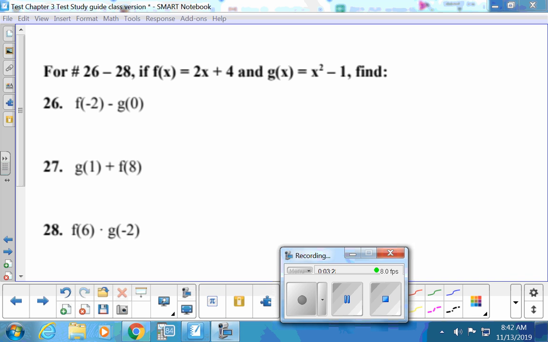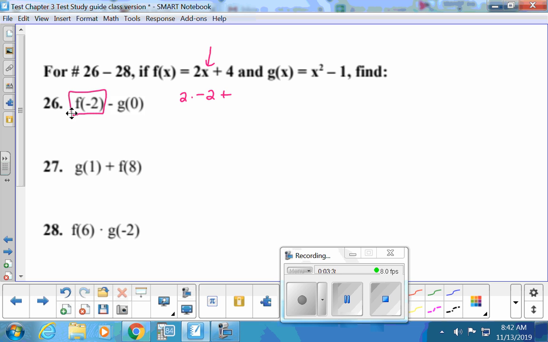All right, so this is function notation stuff. It's all going to be multi-step problems. I'll do 26 with you, and we'll have a volunteer do 27. What you're going to do is first you're going to find f of negative 2. So you put a negative 2 in the f equation right about here. What is 2 times negative 2 plus 4? It is 0. So the answer for f of negative 2 is 0.